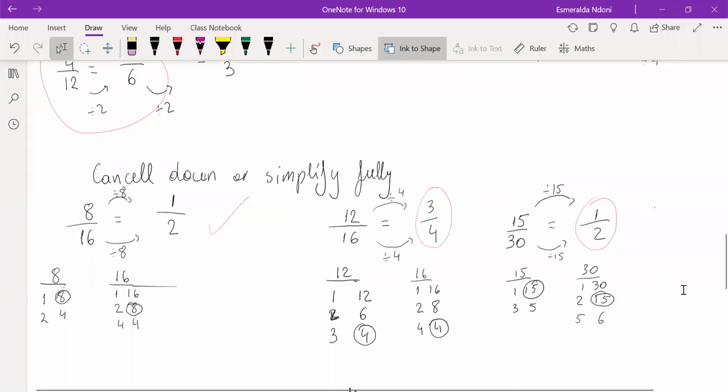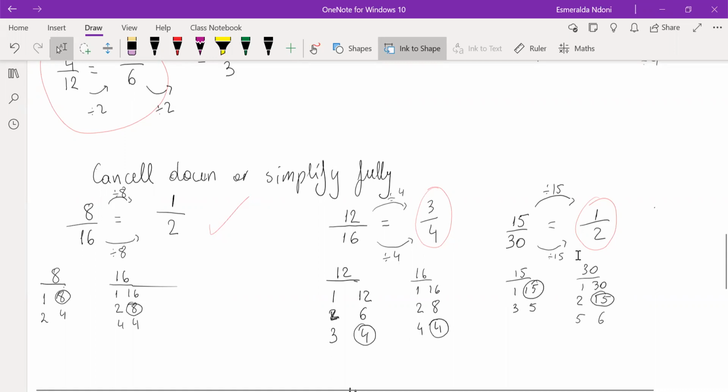Okay, so here are the answers. Hopefully you came up with the same answers as I did. I did the highest common factor of 12 and 16, and that was 4. And I divided both the numerator and the denominator by 4. So then I could cancel the fraction down, so I could make it smaller. And the answer was 3/4. Same thing on the last question here. We got 15/30. I found the highest common factor, which was 15, and I divided both the numerator and the denominator by 15. So mark your work, please.